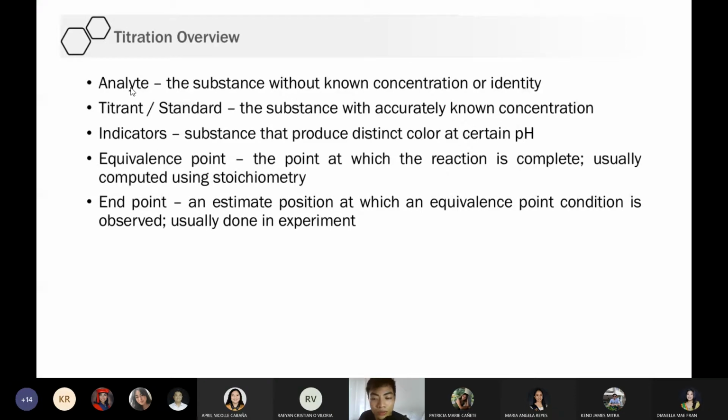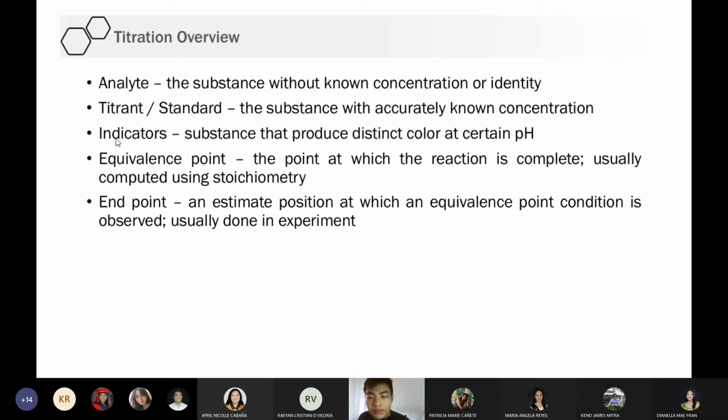Hindi mo alam kung ano ito or gaano to karami. Pero, you know that this will react with the titrant. So, using stoichiometry, by identifying how much titrant is used to react with the analyte, pwede mo malaman kung gaano to karami or pwede mo malaman yung kanyang molar mass. Okay? So, yun yung logic ng titration. Aalamin mo yung nawawala sa tulong ng titrant. Okay? Sa tulong ng dami ng titrant na nag-react with the analyte. Okay? And again, the reaction is aided with indicator. Kailangan ng indicator para malaman mo kung tapos ka na.